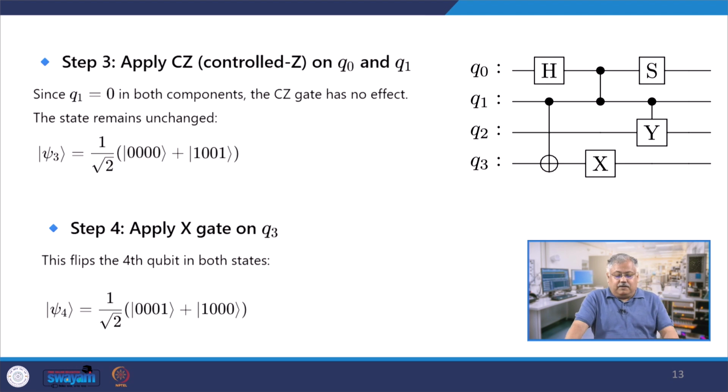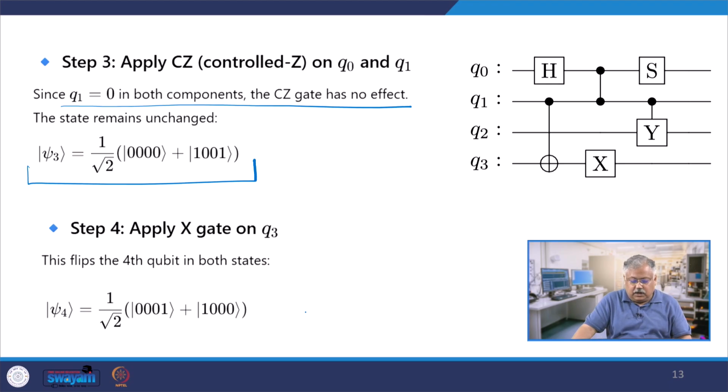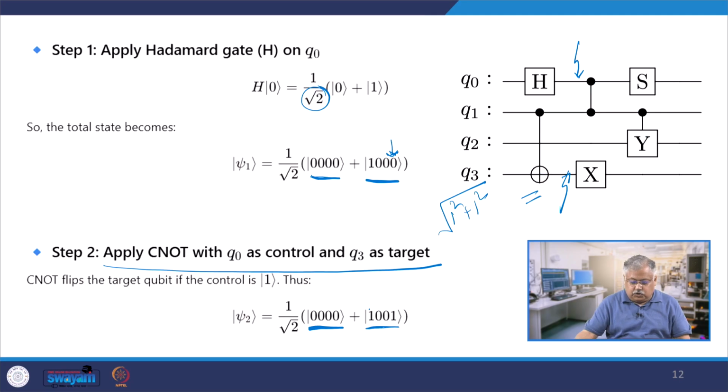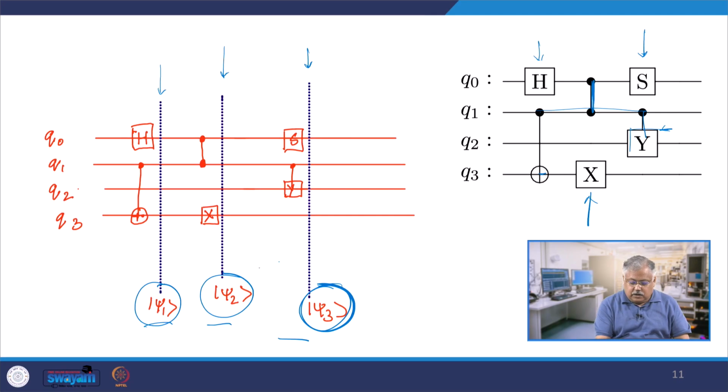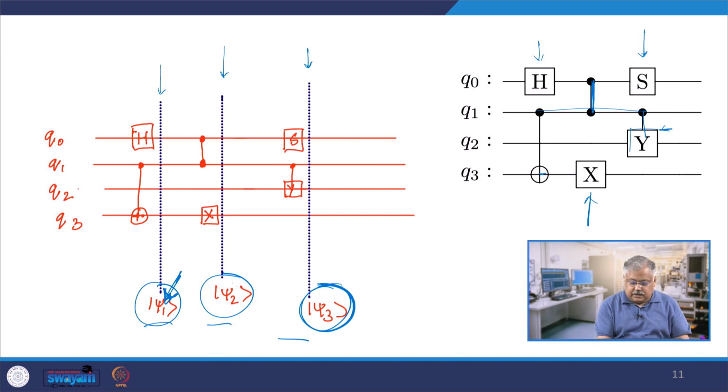Now, we apply control Z on Q0 and Q1, which means that since Q1 equals 0 initially in both the components, the CZ gate has no effect, and therefore psi 3 remains like this. Psi 3 is what one? I can show it to you, psi 3 is this state here. So, let me show you what is psi 1. Psi 1 is this one, which is at this particular point, right. Then psi 2 is this one, which is at this particular point.